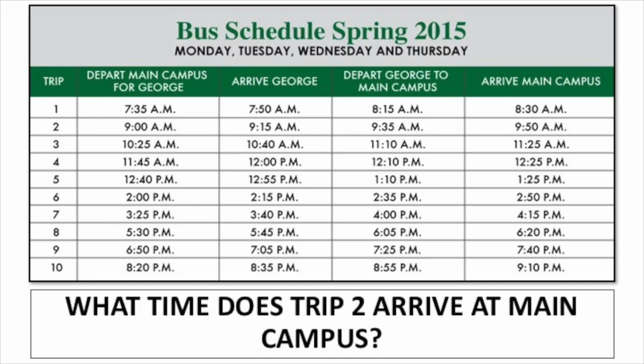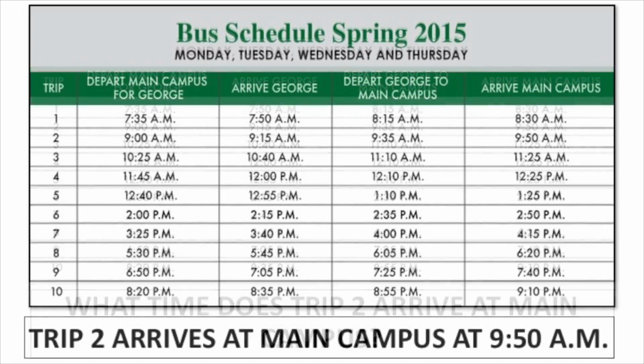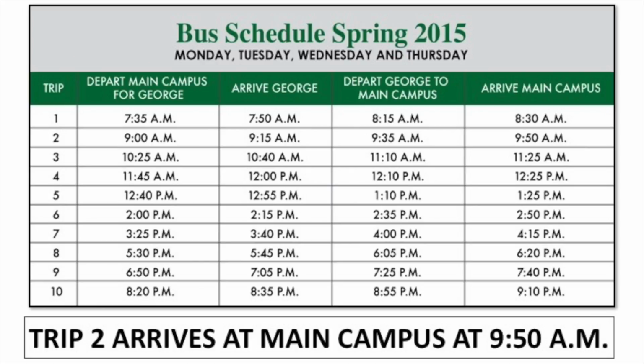What time does trip 2 arrive at main campus? Okay, so trip 2 is here. And then all the way at the end, we find arrive main campus. So what time can you see? Perfect. So now you see how to read the timetable. Trip 2 arrives at main campus at 9:50 a.m.